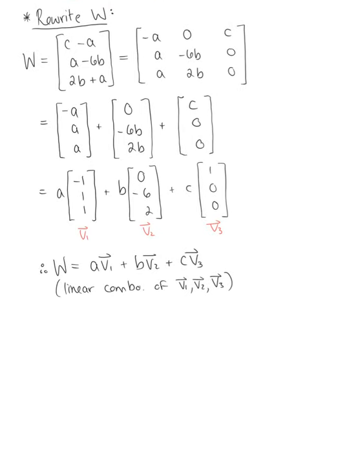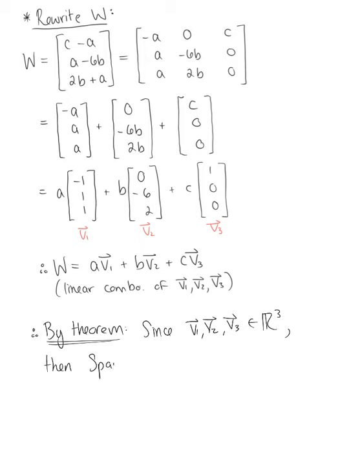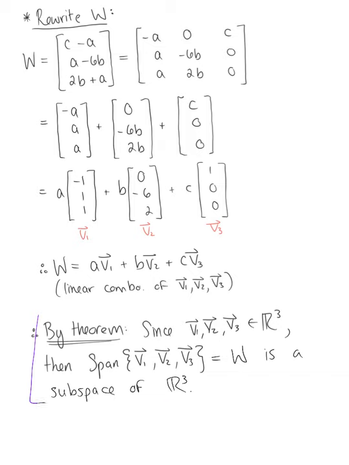So then we can conclude, therefore, by our theorem, since vectors V sub 1, V sub 2, V sub 3 are in R3, then the span of these vectors is a subspace of R3, which we just showed is the breakdown of W, is a subspace of R3. And that is our beautiful final answer.